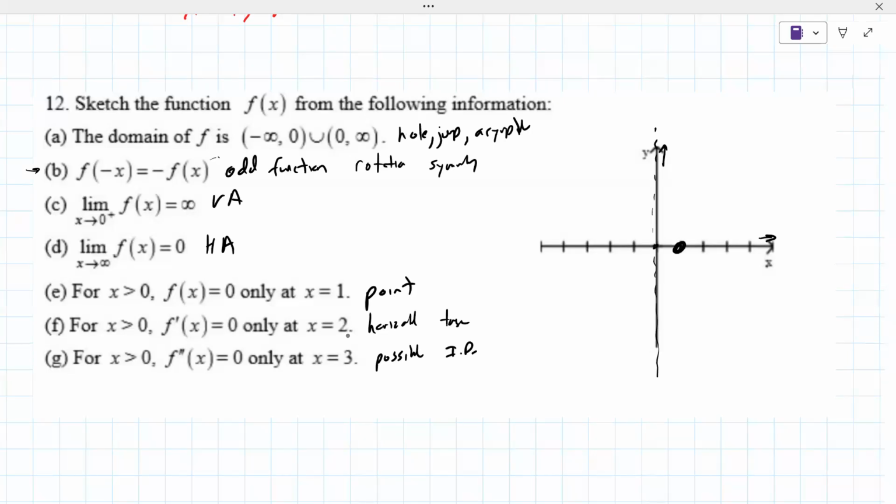Okay, so we've got to work that out for us. What does this even look like? The whole point of this odd function thing is that whatever you do in the top right, it's going to look like that in the bottom left.